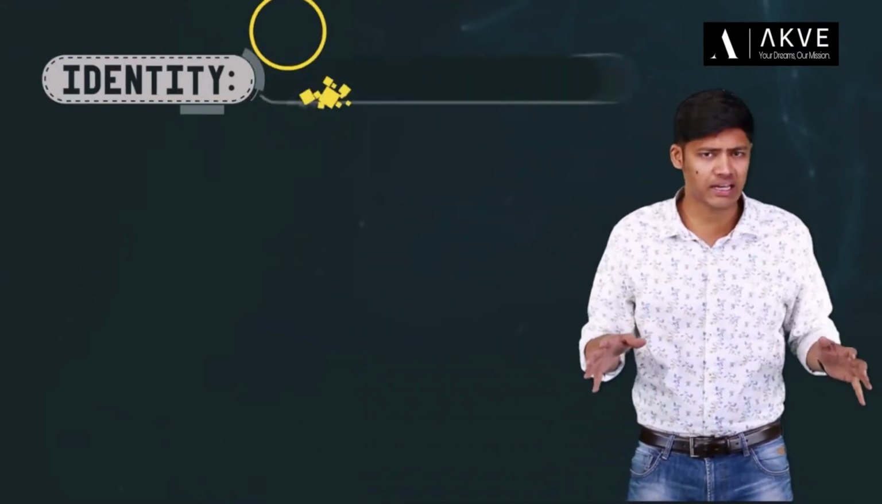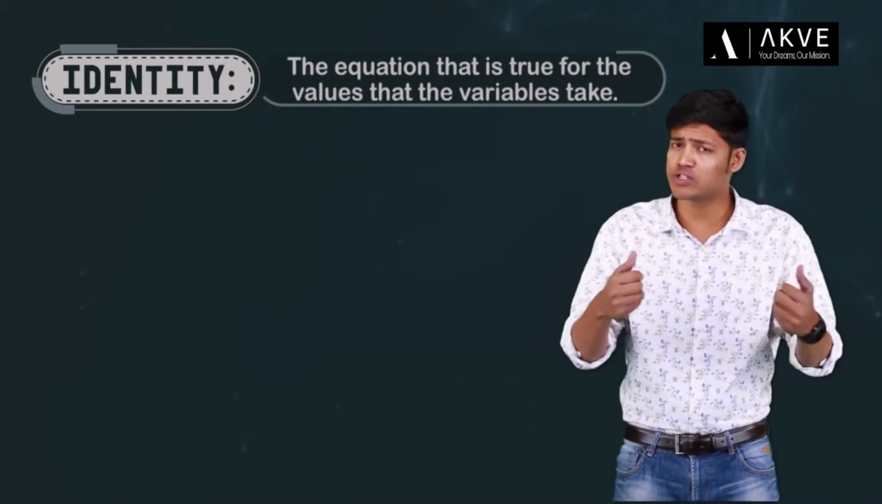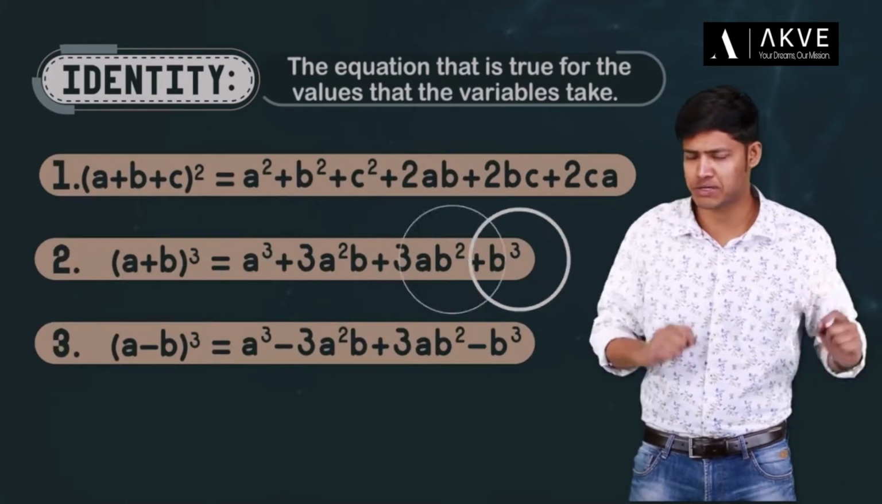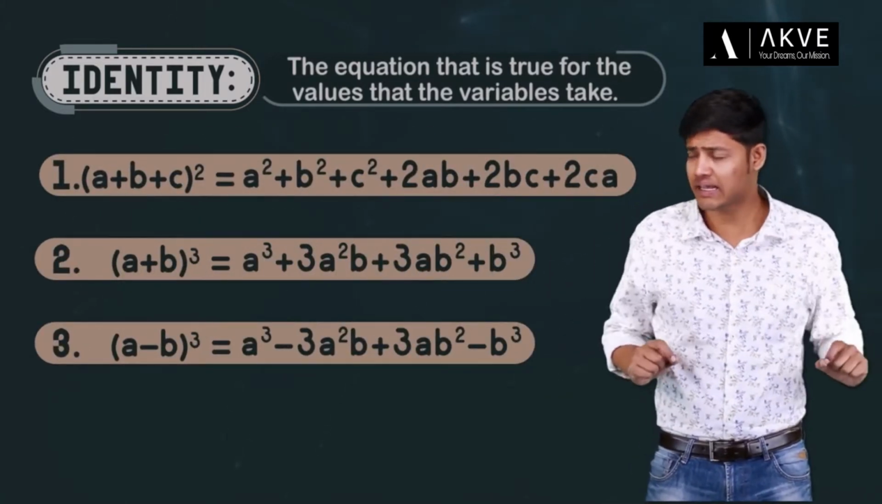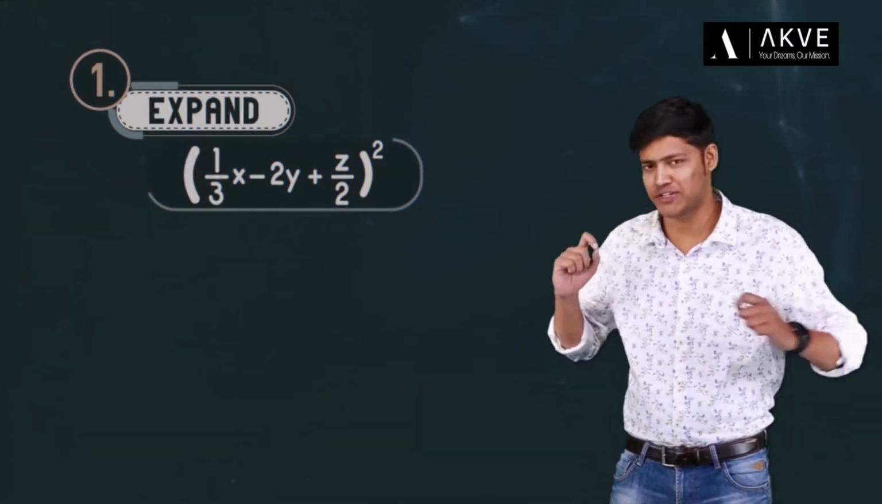Hello friends, in our last video, we defined identity as the equation that is true for the values that variables take. And we also saw the proofs of these identities. Today, let's see how these identities will help us in solving problems. So, here is the first one.